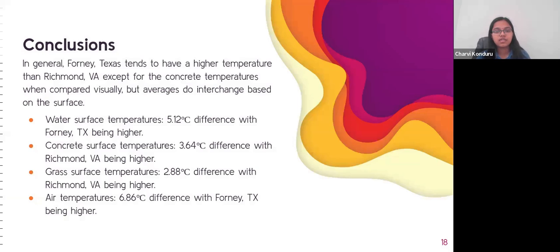Concrete surface temperatures had a difference of 3.64 degrees Celsius, with Richmond being higher in temperature. For grass surface temperatures, there was a difference of 2.88 degrees Celsius, with Richmond, Virginia being higher. And air temperatures had a 6.86 degrees Celsius difference, with Forney, Texas being higher in temperature.